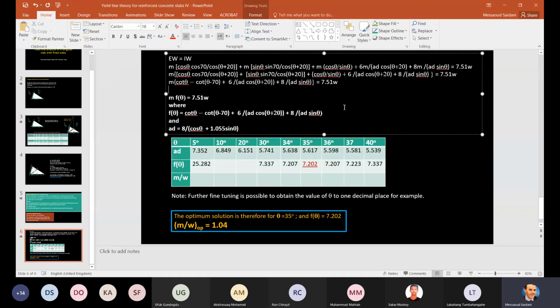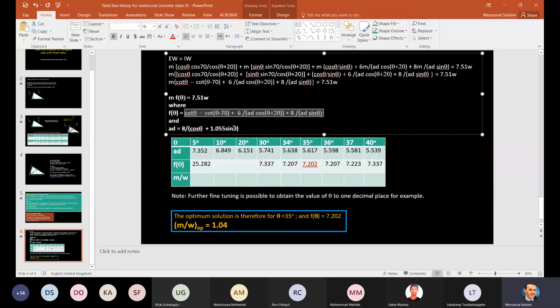So this is the expression now. We have the external work equals the internal work here. I've called this function here f theta, from there to there, without the m. So that's m times f theta equals 7.51 W, and f theta, as I said, is this expression here.